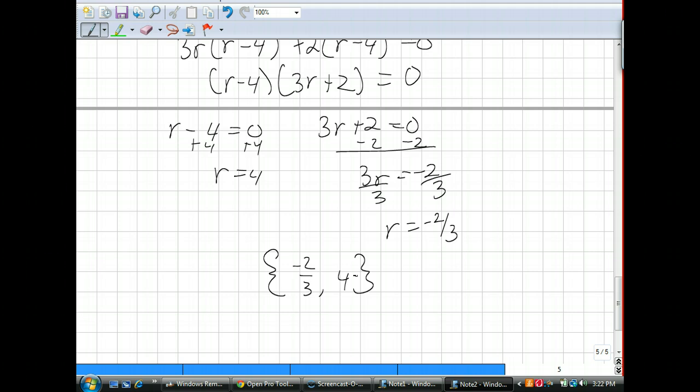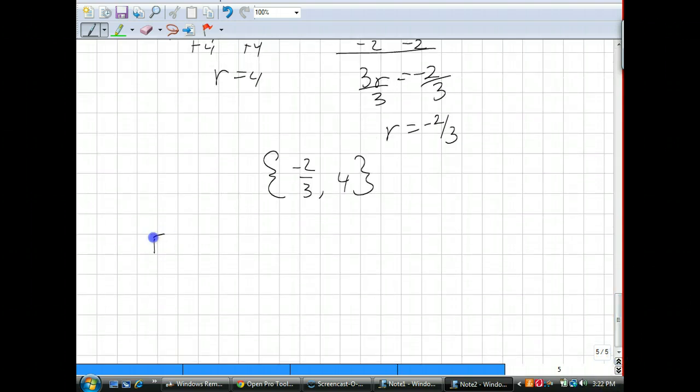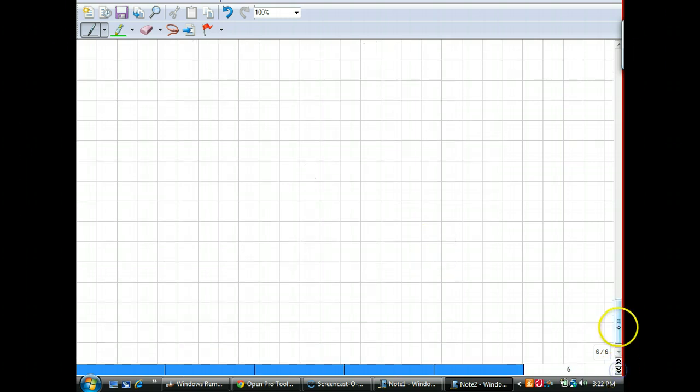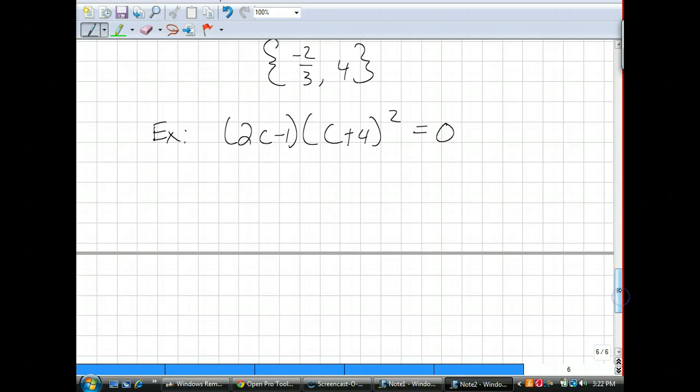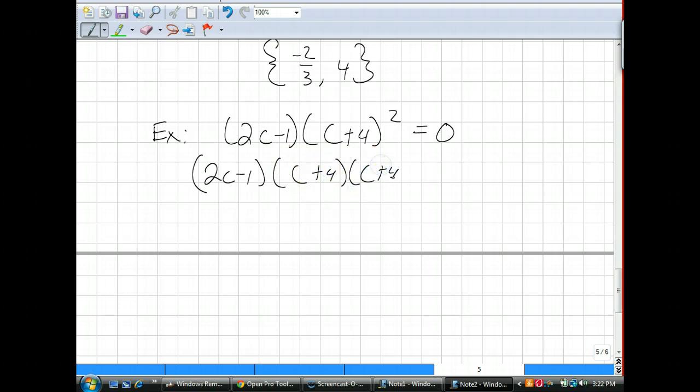Okay. Next example. Here I have 2c minus 1 times c plus 4 quantity squared equals 0. Well, this is almost completely factored, but this really means c plus 4 times c plus 4. So now it's factored, and it's set equal to 0.